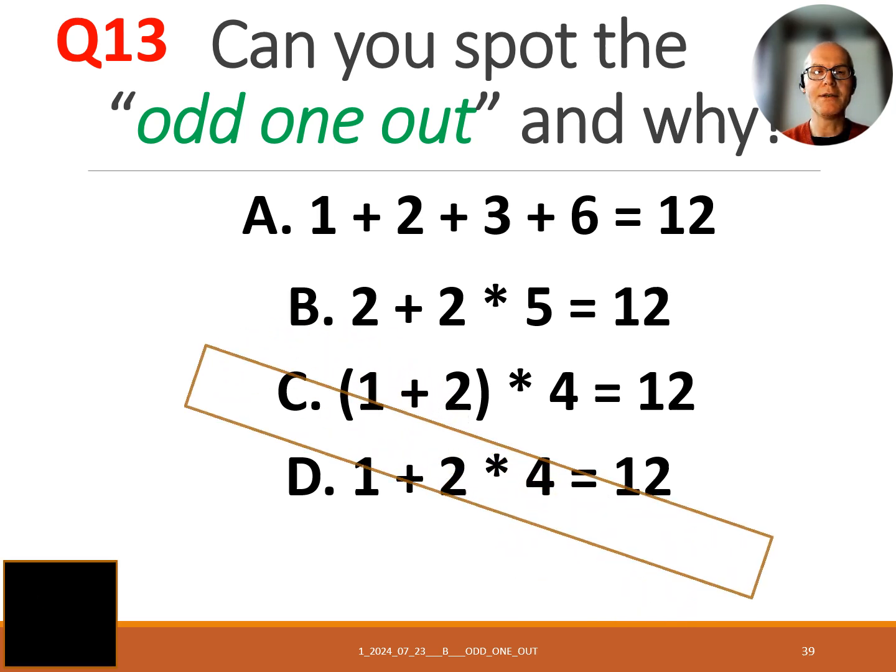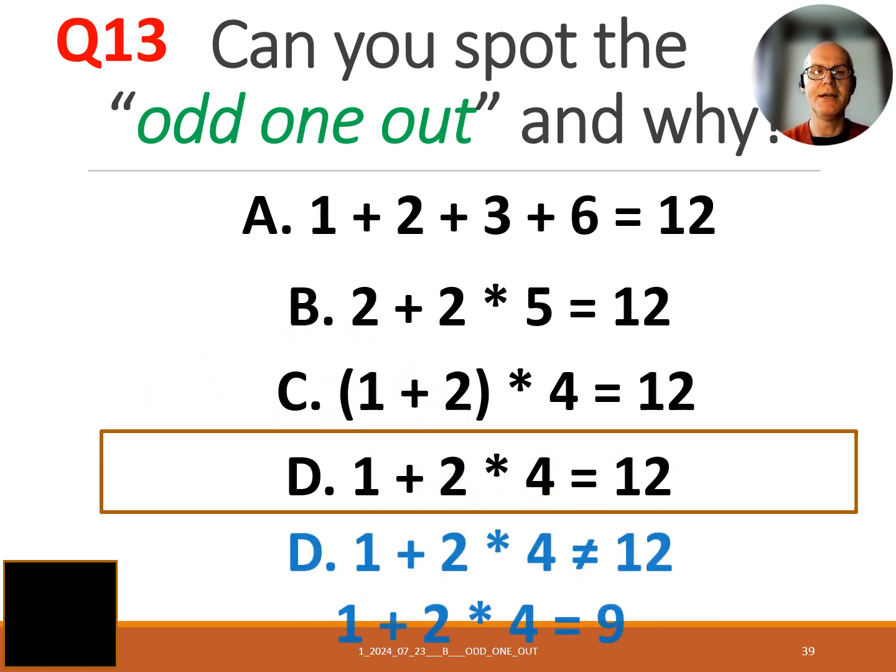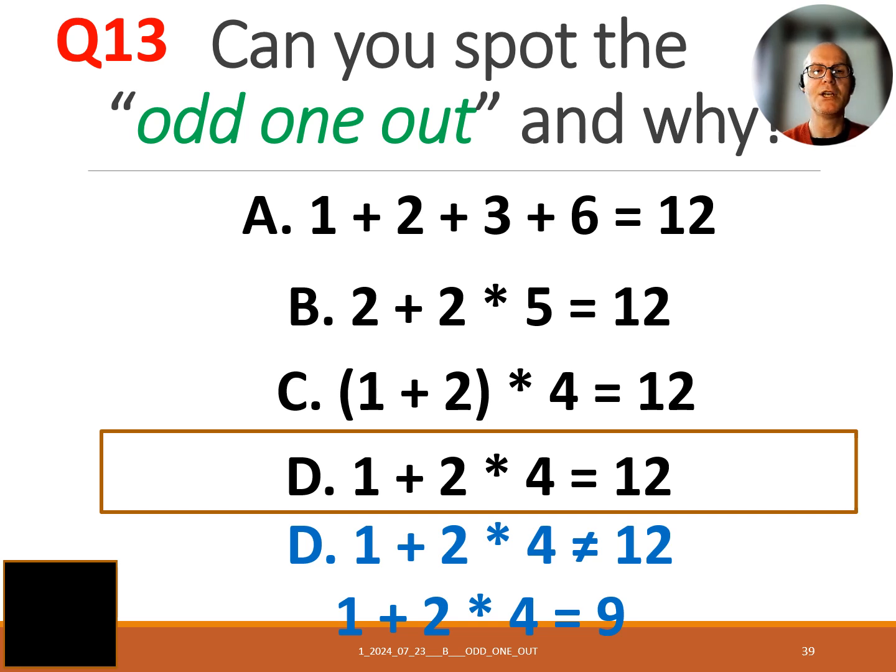The odd one out here is D, because 1 plus 2 times 4 does not equal 12. Because of BODMAS, you've got to do the multiplication first. So 2 times 4 equals 8, add 1 equals 9. The correct answer for 1 plus 2 times 4 is not 12, it's 9.